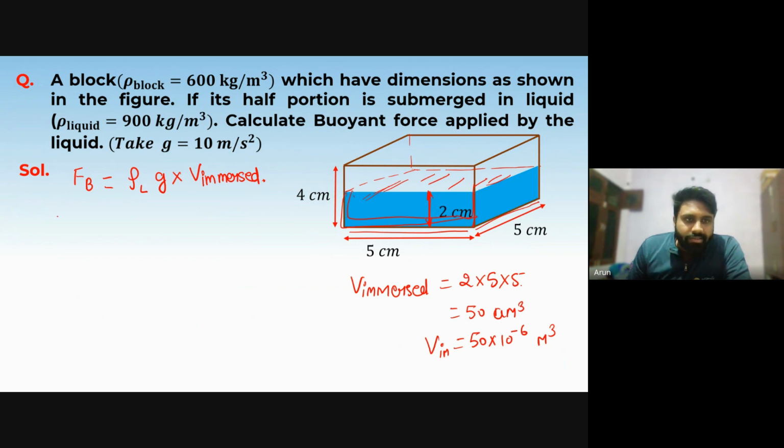Now we can calculate the force of buoyancy. Rho of liquid is given in the question, which is 900 kilogram per meter cube.